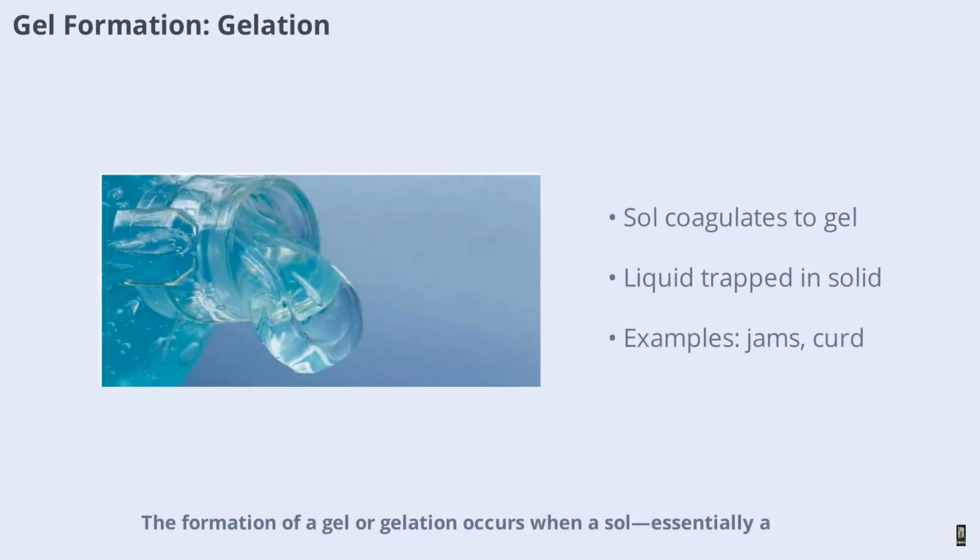Formation of a gel, or gelation, occurs when a sol, essentially a colloidal solution, coagulates under suitable conditions. During this process, the liquid becomes the dispersed phase and the solid forms a continuous network, trapping the liquid inside. This network gives gels their characteristic texture and elasticity. Common examples include jellies, jams, and curd. The transformation from sol to gel is a fascinating process that underpins many foods and materials we use.